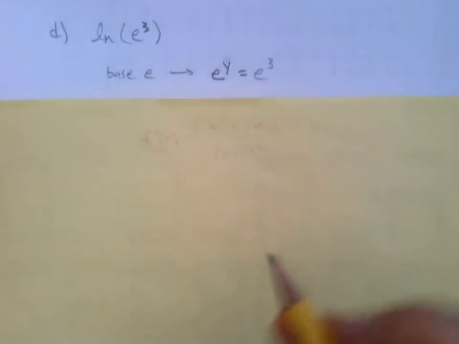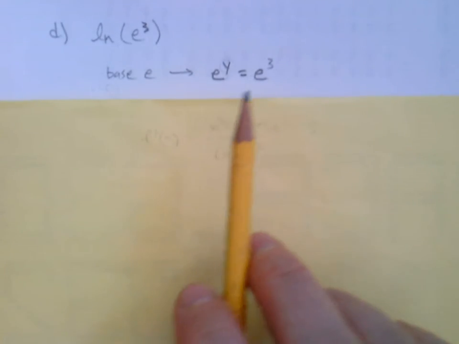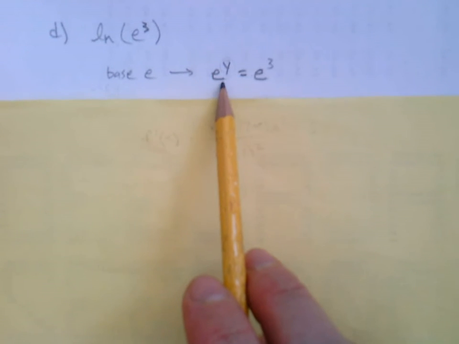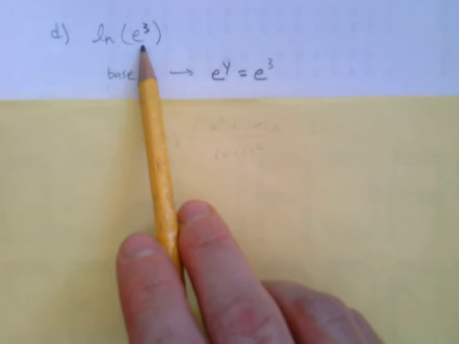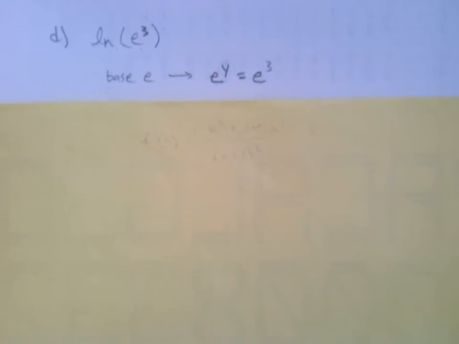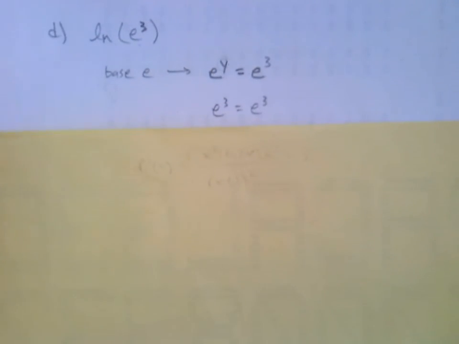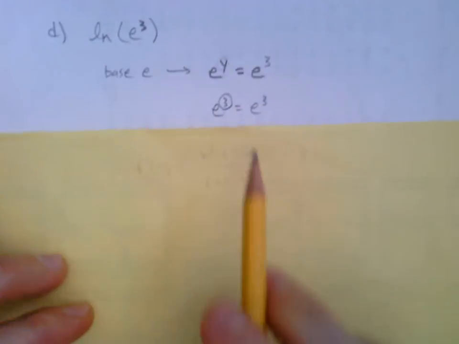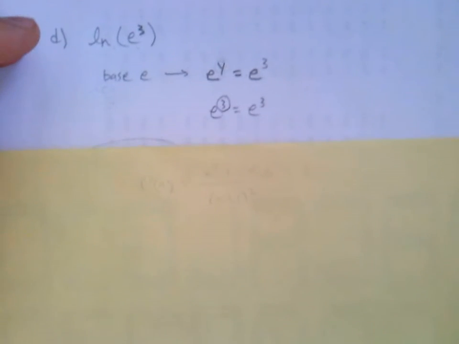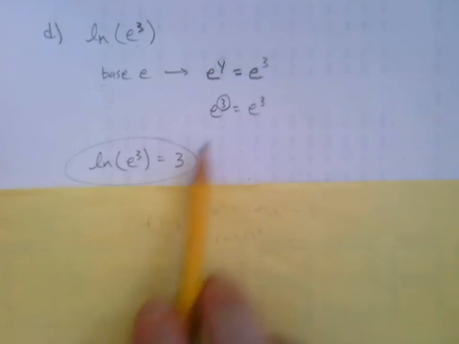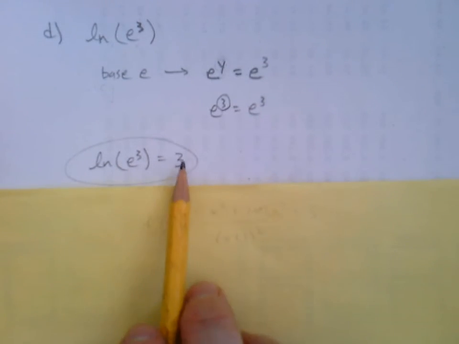Now this one is so obvious that students may end up tripping up or almost laughing at this point. So, all right, if our base is e, raised to what gives us that argument, e to the third? Well, of course, doesn't y have to equal 3? So there's my answer right there. It's got to be e to the third equals e to the third. So I know that the natural log of e to the third equals that exponent I just figured out, 3.